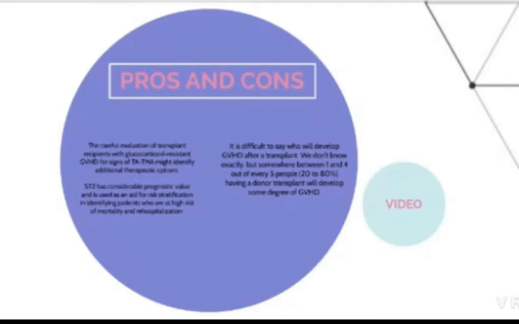GVHD after a transplantation. We don't know exactly, but somewhere between 1 and 2 out of every 5 people having a donor transplant will develop some degree of GVHD.